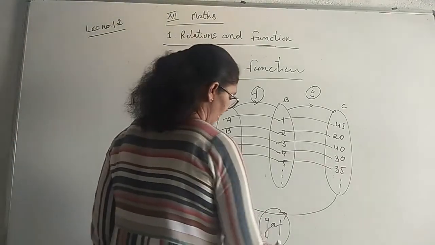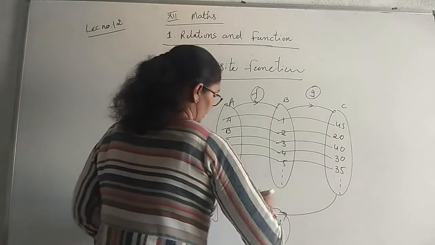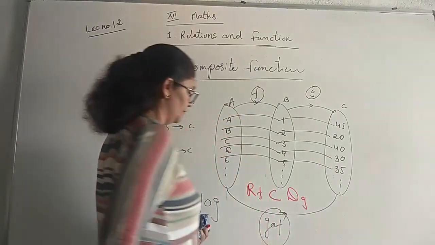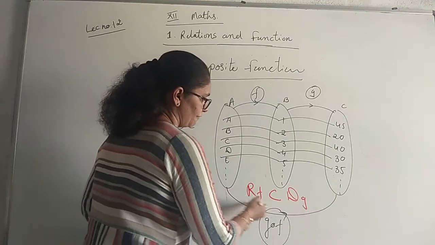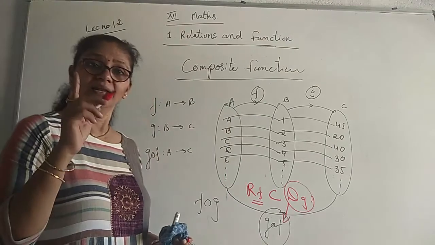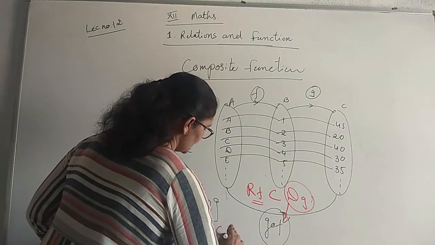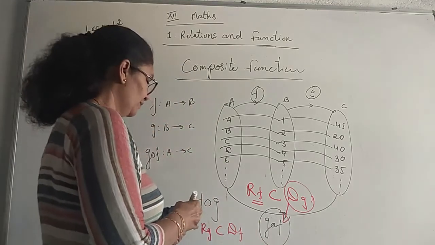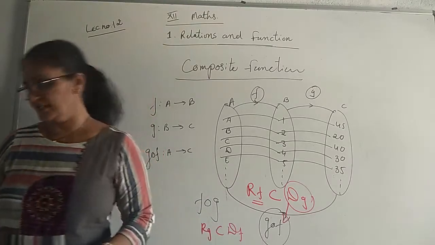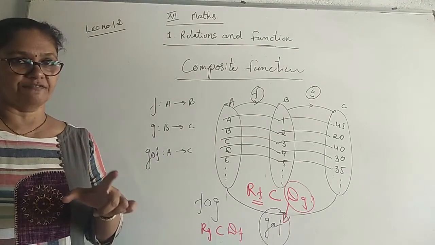So when g o f exists, what is the range of f? The range of f is a subset of the domain of g. If the range of f is a subset of the domain of g, then only g o f will exist. And what about f o g? The range of g is a subset of the domain of f. Then we can say that your f o g exists. So we have already discussed what composite functions are.